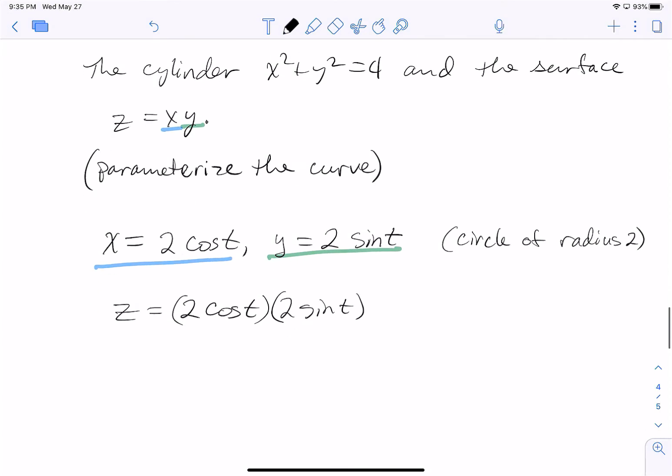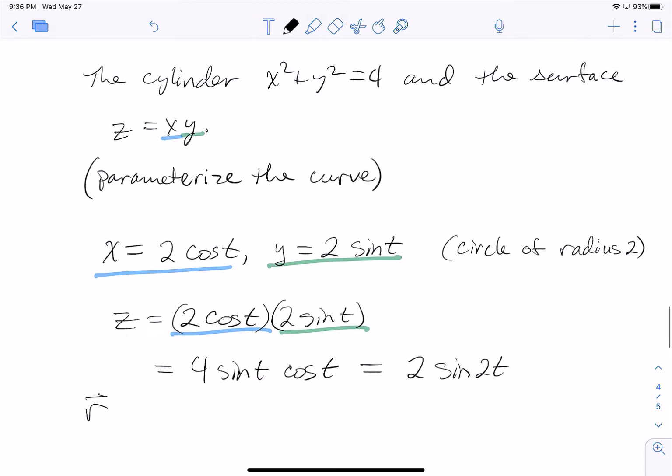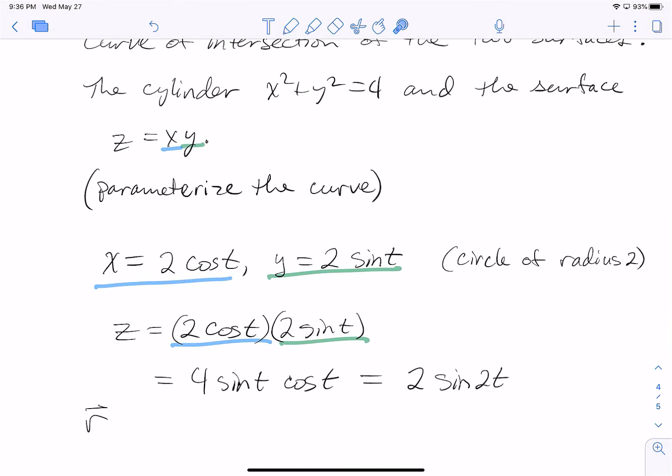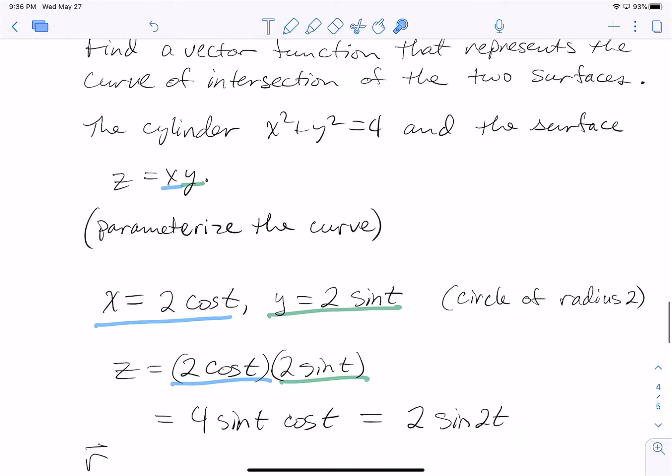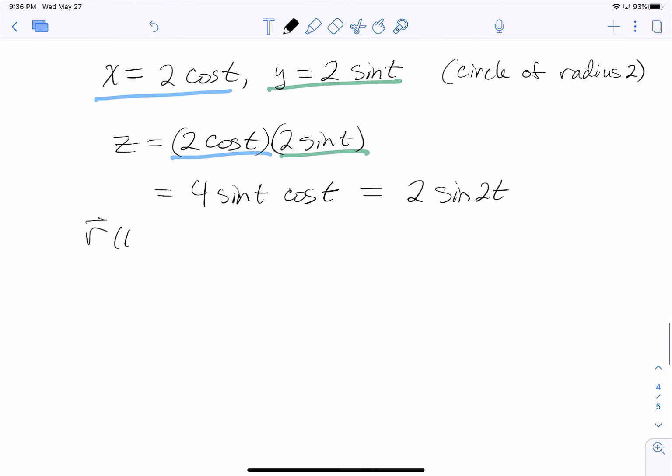We can express this as 4 times the sine of t times the cosine of t. And then to make things a little bit nicer, we can use a double angle formula and say that this is 2 times the sine of 2t. So we've just written the parameterization, right? We have x, y, and z in terms of t, but we were asked for a vector function, so I need to package this as a vector function. Our vector function is r of t equals 2 times the cosine of t, 2 times the sine of t, 2 times the sine of 2t. There's our vector function.